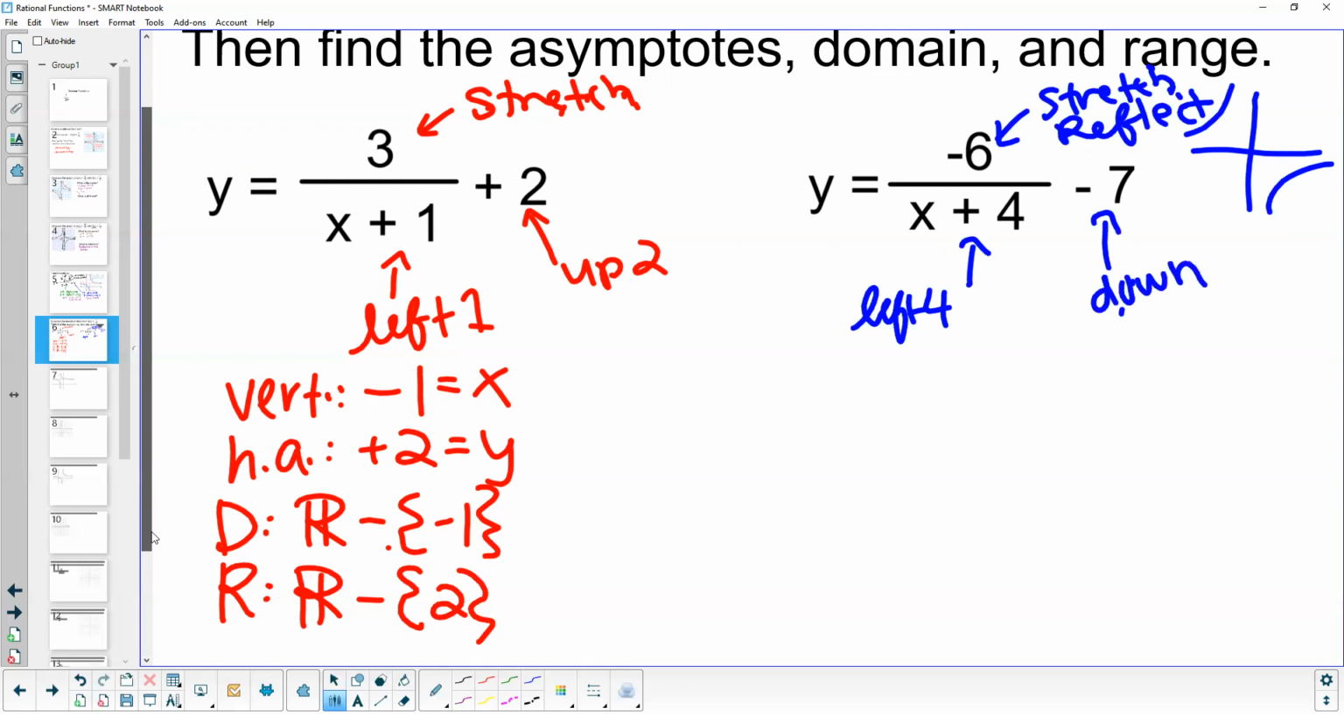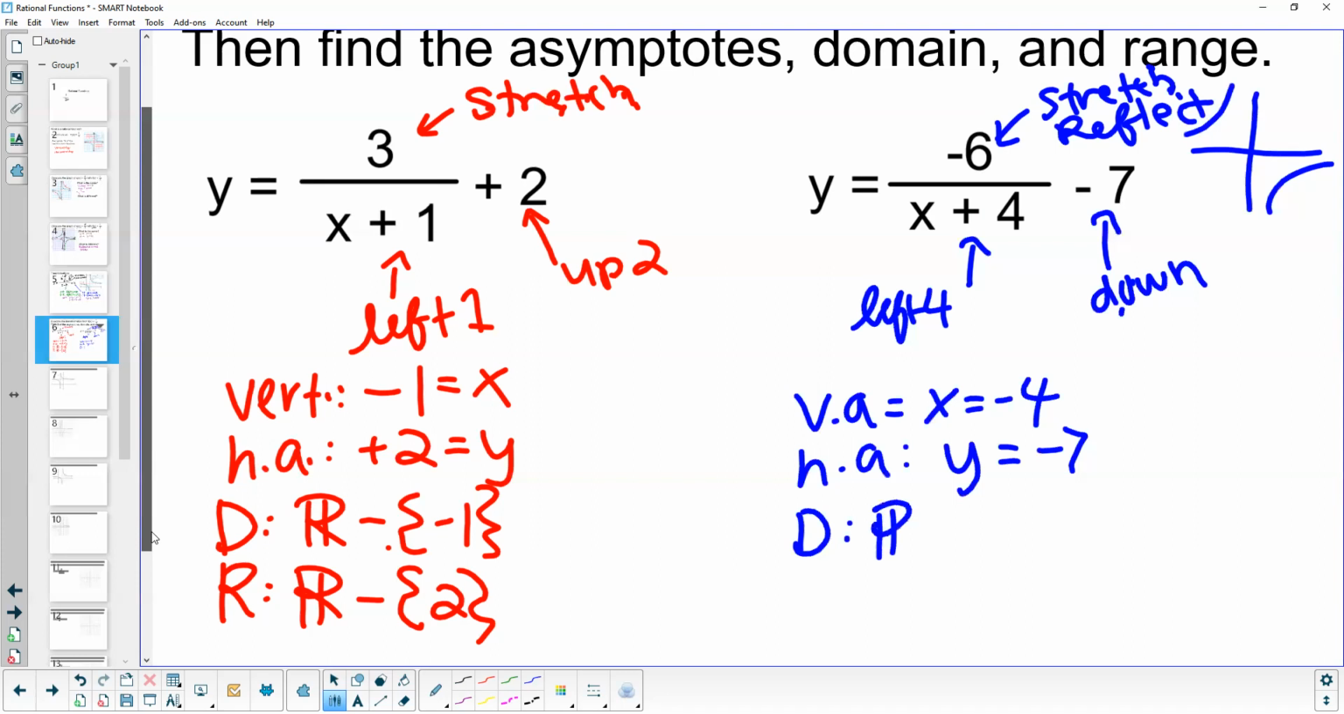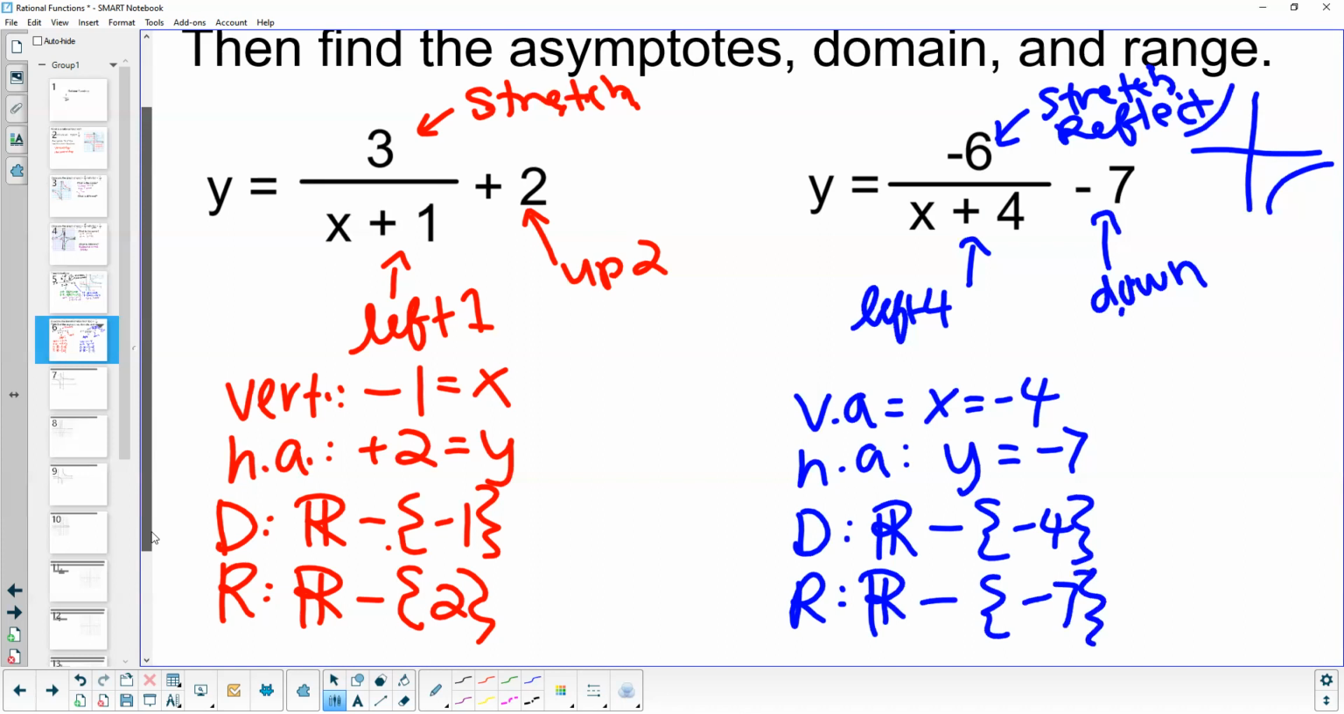So how does that affect our asymptotes? Well, the vertical asymptote is going to be left 4, which means x equals -4. Our horizontal asymptote is going to be where y is, so it goes down 7, so y equals -7. Which means our domain is going to be all the real numbers other than the number -4. And our range is going to be all the real numbers other than the number -7. Awesome. Okay, so that is where we're at with those.